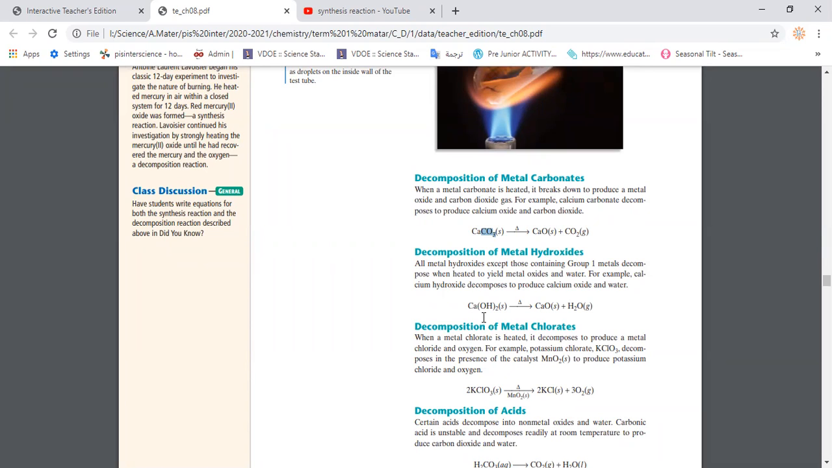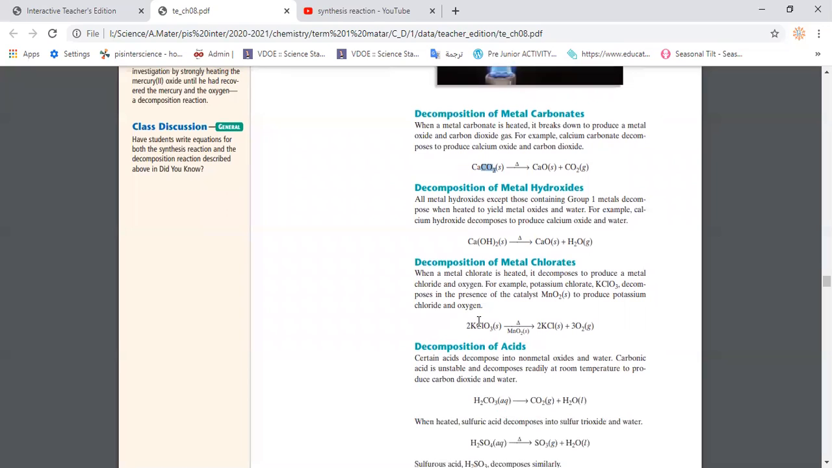Here we find the breaking down of chlorate, ClO3, that's another polyatomic ion. So the decomposition of chlorates produces the metal chloride plus oxygen gas. Okay, so here it's different. It's not the oxide. We're going to produce the metal chloride. So chlorate is breaking down into metal chloride, and oxygen gas will be released.